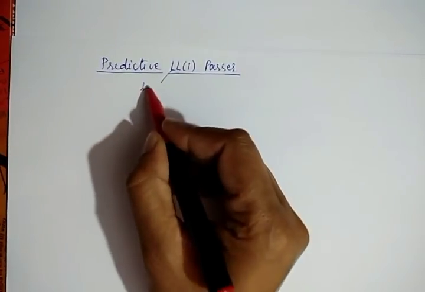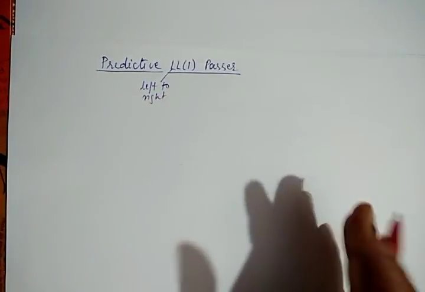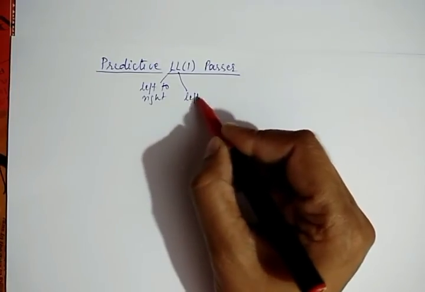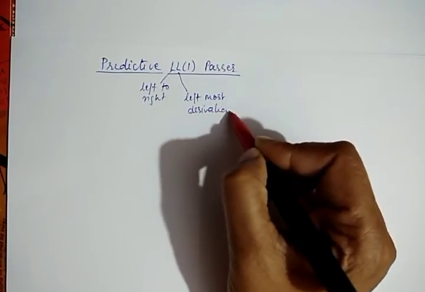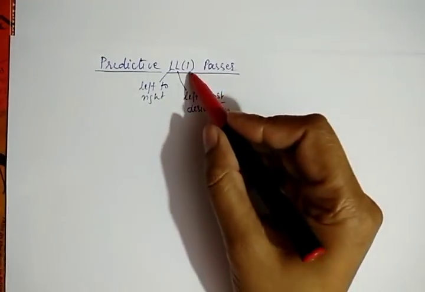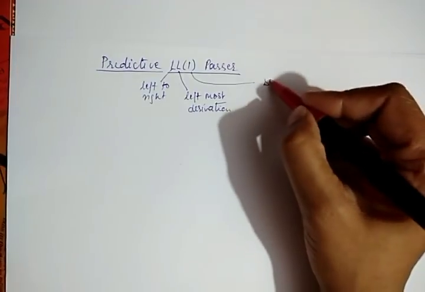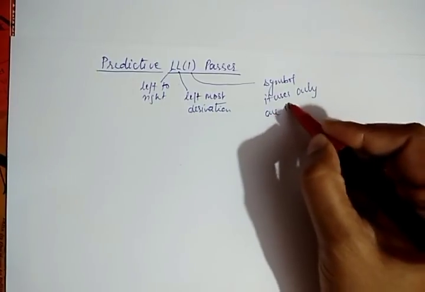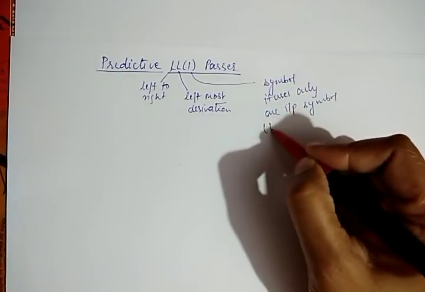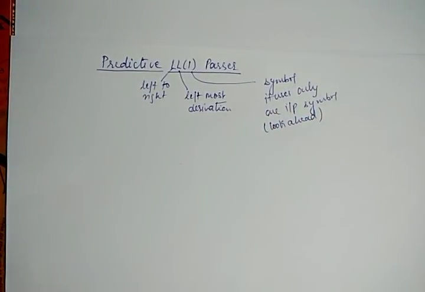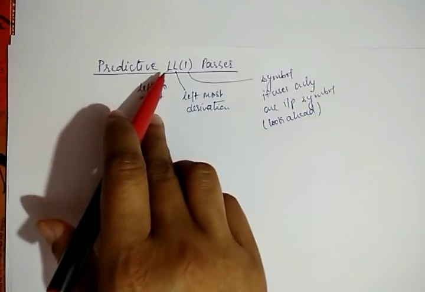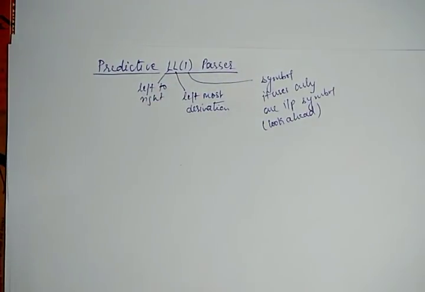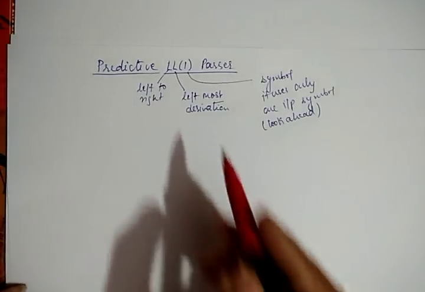The first L stands for left to right, which means we have to scan the input from left to right. The second L stands for leftmost derivation, as we already discussed that the top-down approach falls in the category of leftmost derivation. And this number one is a symbol, which means that it uses only one input symbol as a look ahead to predict the parsing process. So LL1 stands for left to right, leftmost derivation, and one symbol of look ahead.